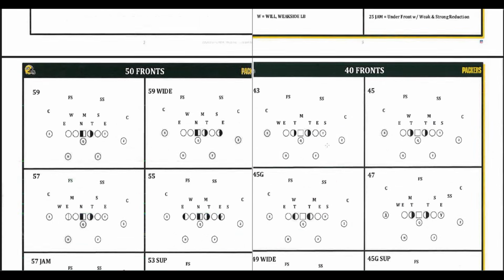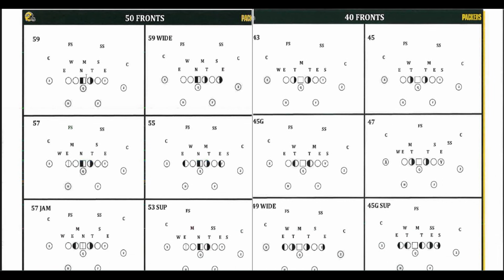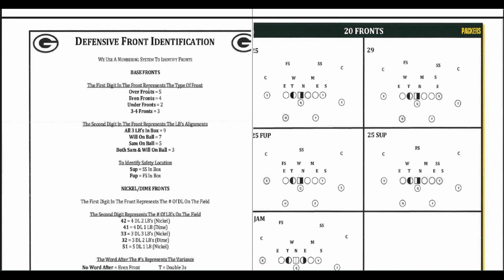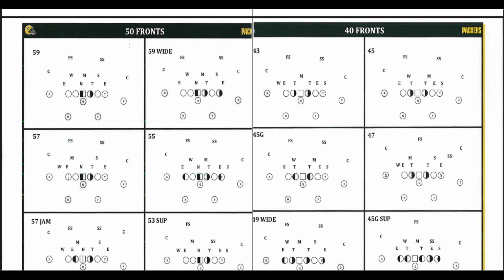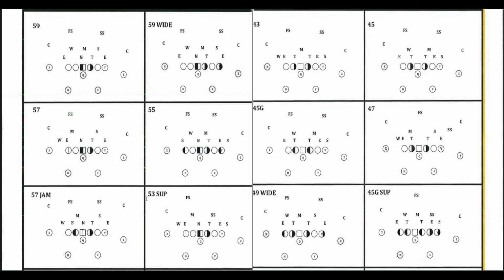And getting into the 50 and 40 fronts. Again, 50 is going to be your over. 40 is going to be your even. So this is still all base. You still have 3 linebackers in most of these: Will, Mike, Sam, those identifiers.